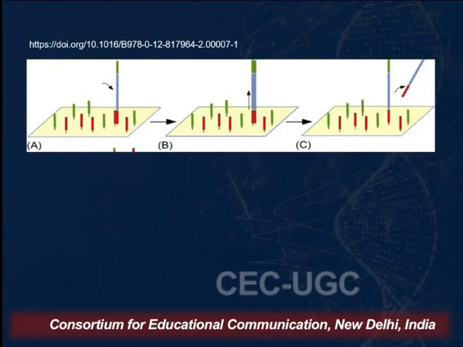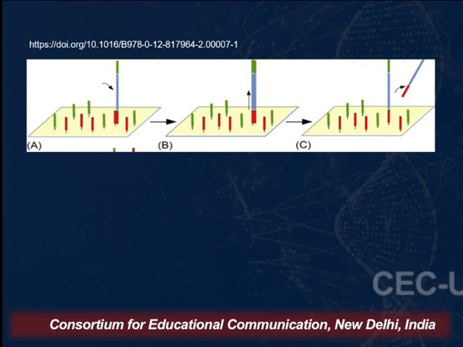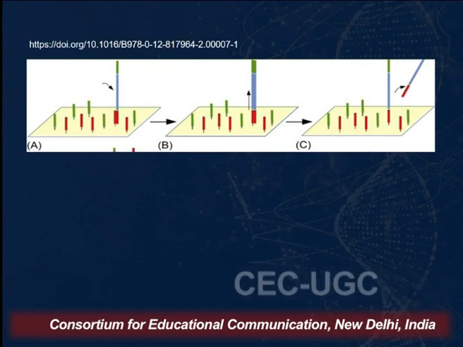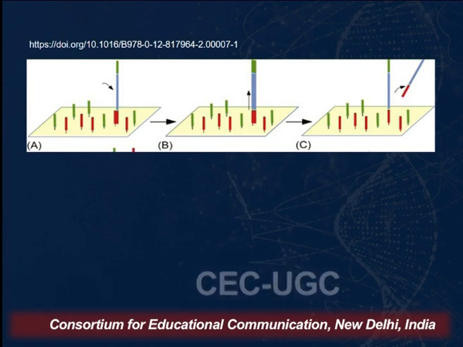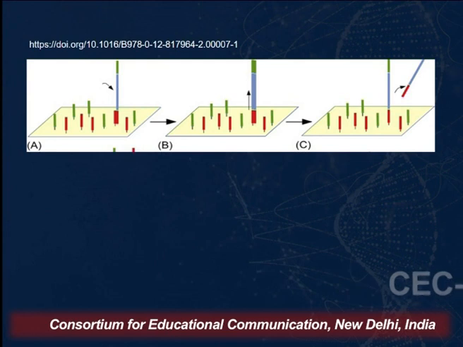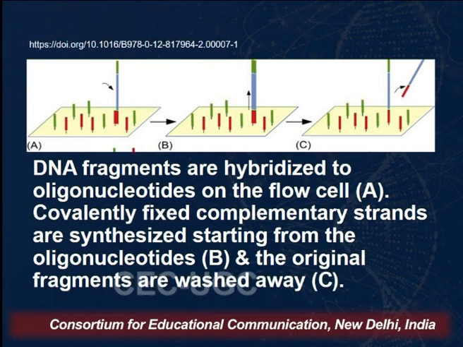Here you can see that there are three parts which have been shown. As you can see on the channel on the glass slide, there are various red and green adapter molecules that are attached, and single fragments now come and attach to the adapter molecule. The DNA fragments are hybridized to oligonucleotides on the flow cell. Basically, these covalently fixed complementary strands are synthesized starting from the oligonucleotides, and the original fragments are washed away.